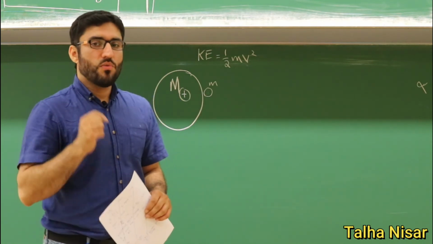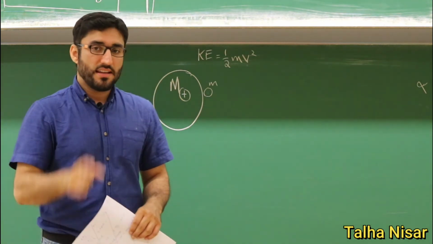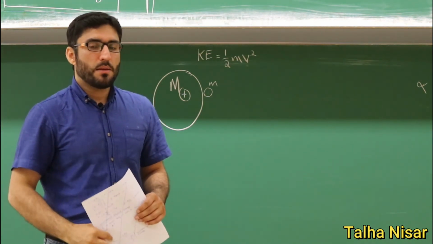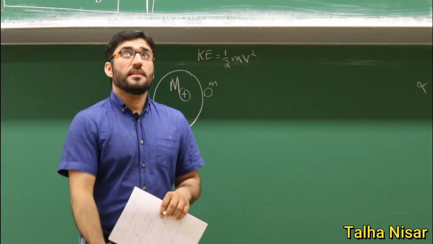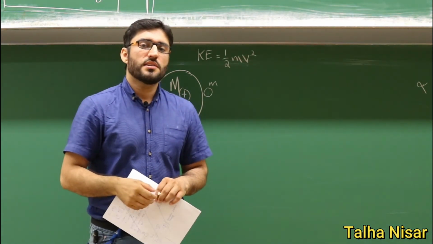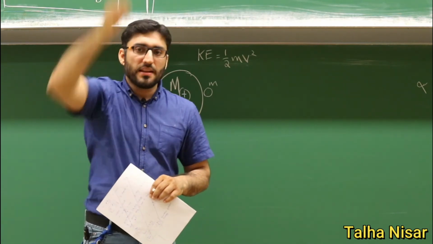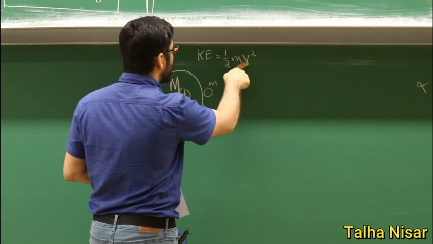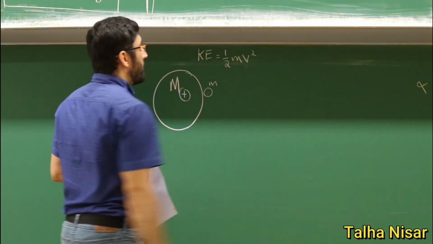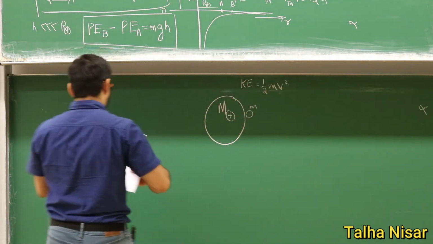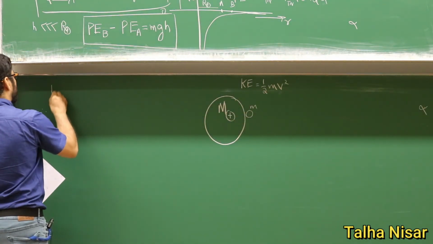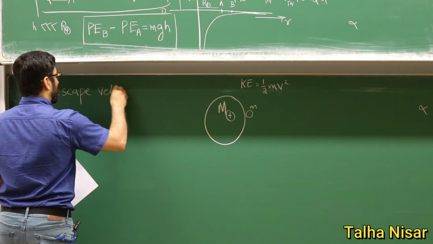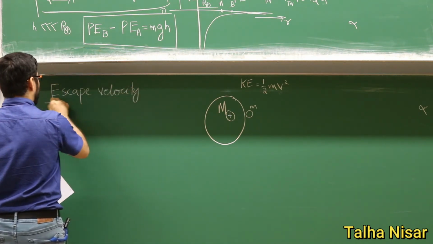If we throw something with the escape velocity from the surface of the earth, that's the initial velocity, it will leave the earth forever and ever. It will never come back. For example, if I throw a ball upwards in the sky, it will come back to the surface of the earth because of the gravity. But if we throw something with the escape velocity, it will never come back. And we want to know what is that escape velocity. So now, escape velocity.